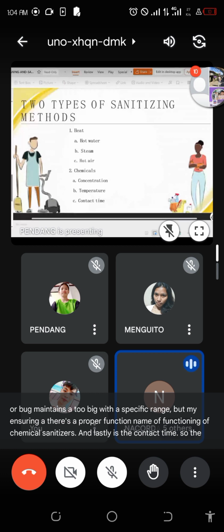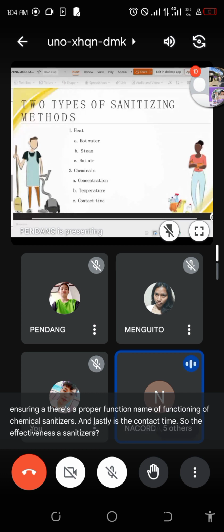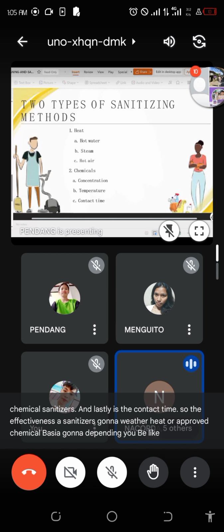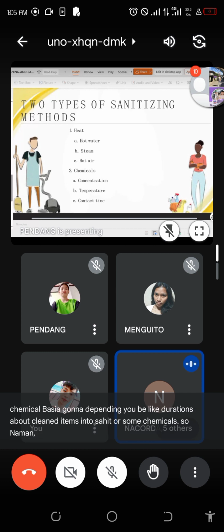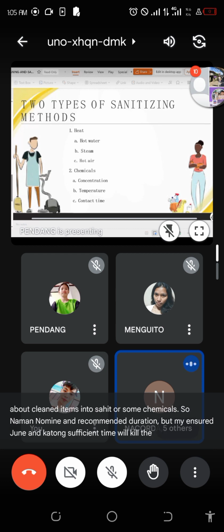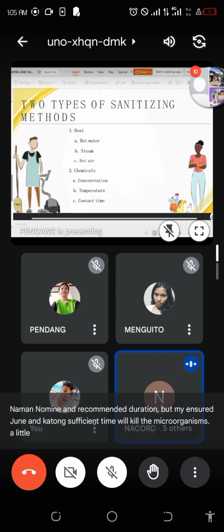So the effectiveness sa sanitizers, whether heat or approved chemical ba siya, magdepende jud na kung pila ka duration sa mga cleaned items dito sa heat or sa chemicals. So, naay recommended duration para ma-ensure jud nga sufficient time will kill the microorganisms. Next slide.